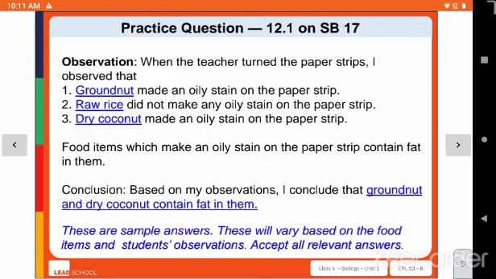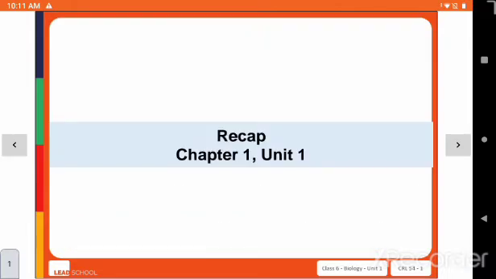So students, these are our practice questions. Today we saw how to test for proteins and fats in food items. Now we have finished our first unit of class 6. There are a lot of things that we learned. Let's do a quick recap.